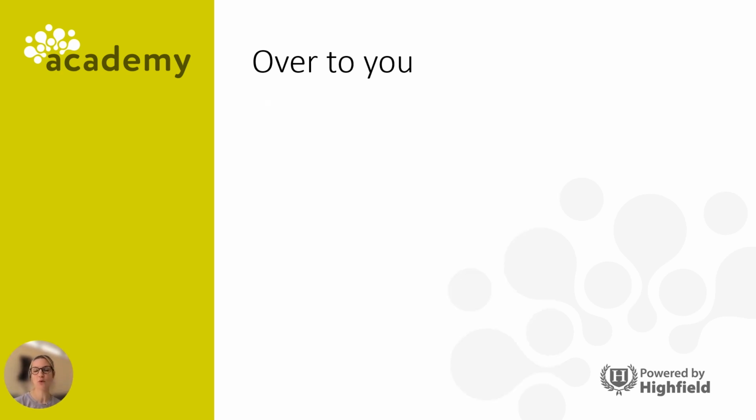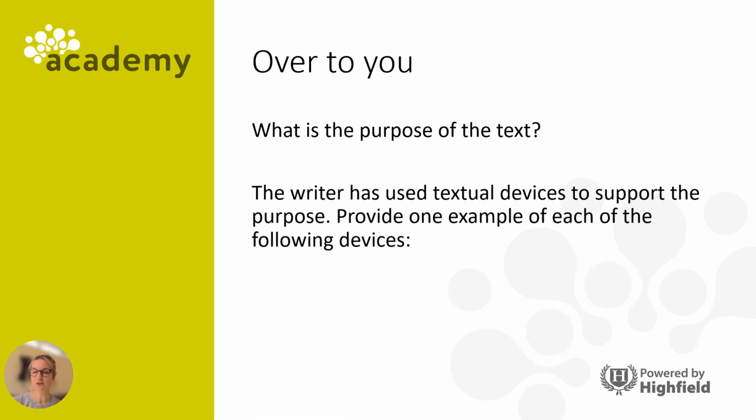So I'm going to show you some questions that are typical of what you might be asked in a functional skills English exam. What is the purpose of the text? And the writer has used textual devices to support the purpose. Provide one example of each of the following devices: rhetorical question and statistics. So now you can pause or rewind the video to read the text again to help you answer these questions before we go through some acceptable responses.